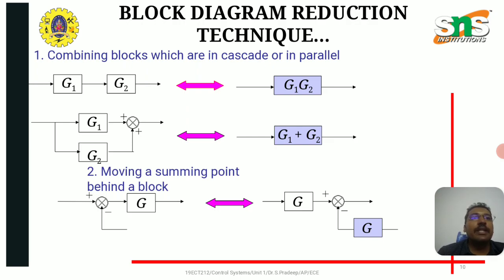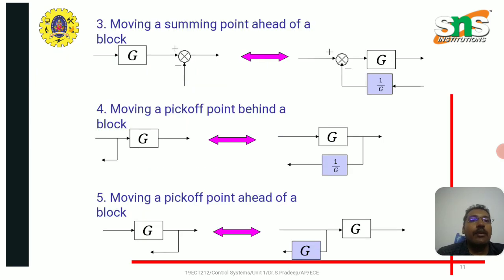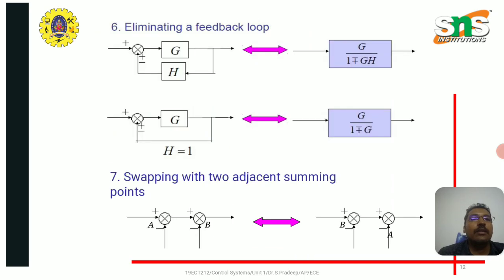Combining blocks which are in cascade or in parallel. While combining the cascade blocks, it is represented by multiplication, and combining the blocks in parallel is represented by plus sign. These are some of the rules in block diagram reduction techniques. Eliminating a feedback loop, swapping two adjacent summing points are all changed into these equivalent diagrams.